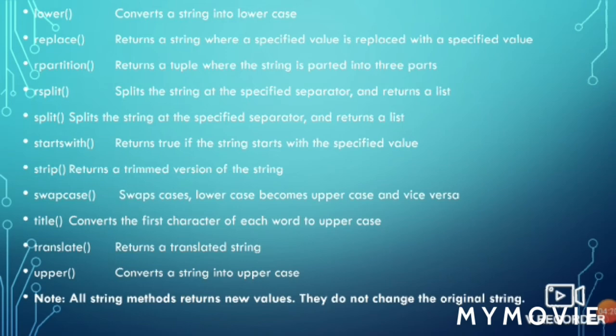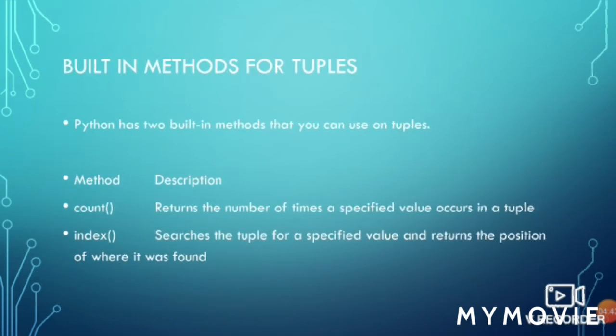Is upper, check whether the characters are in uppercase or not. Is lower, check whether the given string is in lowercase or not. So all the string methods return a new value. Remember that it does not make any changes to the original string. It always returns a new version of that particular string.